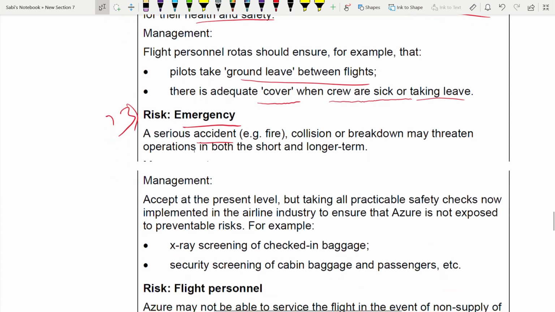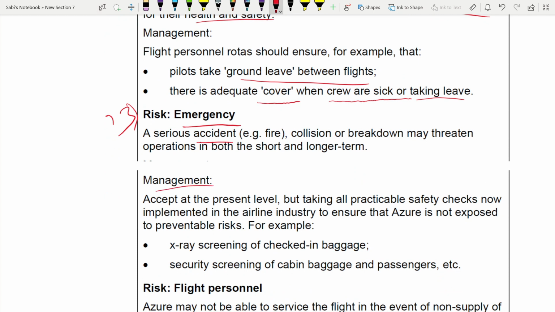What happens? When you're answering, don't write a general answer. Except this at the moment. No, with the airline industry, you have to answer. So except at the present level, but you have to take all practicable safety checks that are there in the airline industry. Okay, one is X-ray screening of checked-in baggage. The other one is security screening for the cabin baggage. So through this, you can make sure that you have checked, so the serious accident does not happen.